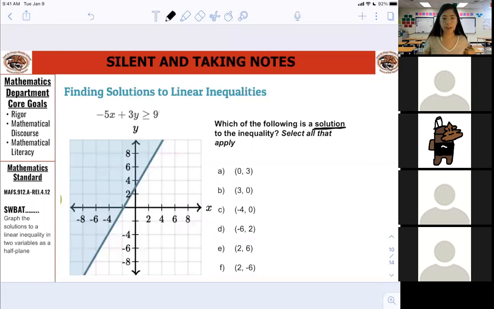So I want everyone to take about a 1 minute speed round, look through all those answer choices and try to see if they are in the boundary or outside of the boundary. And then we'll go through it together. Don't say anything out loud quite yet.